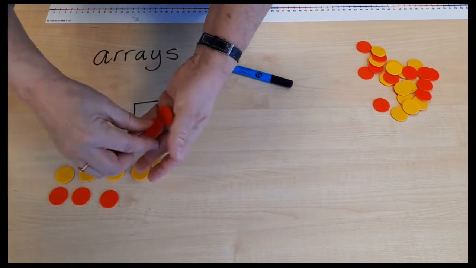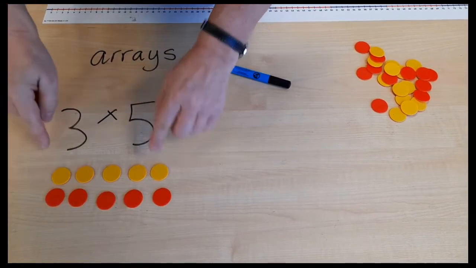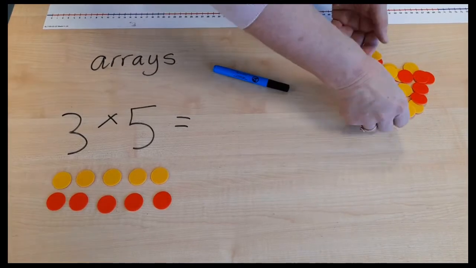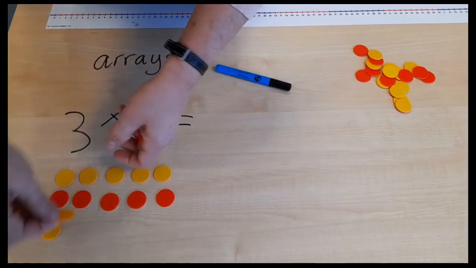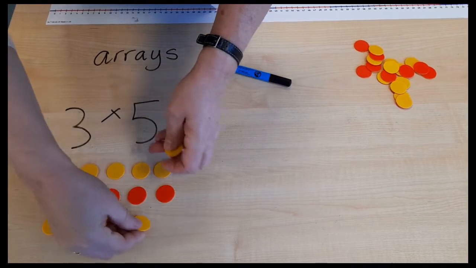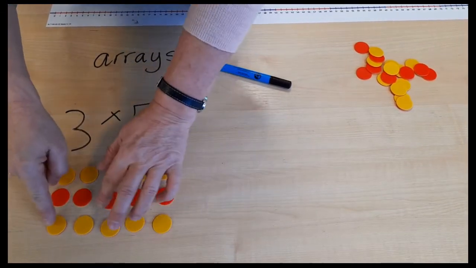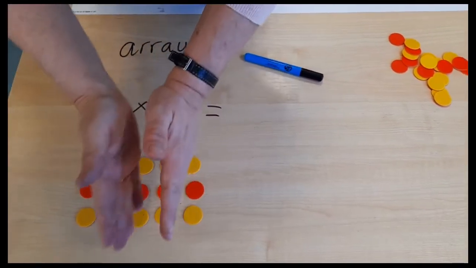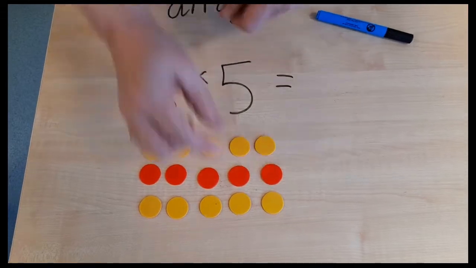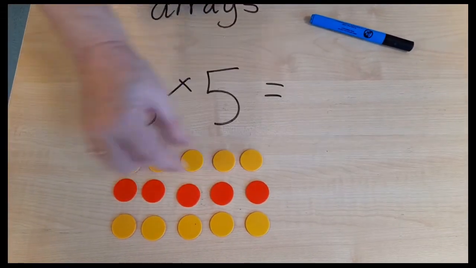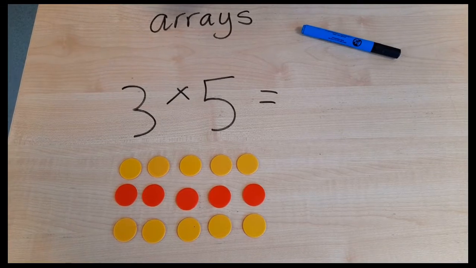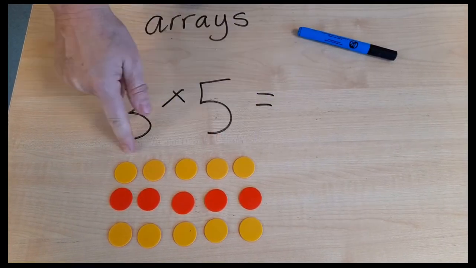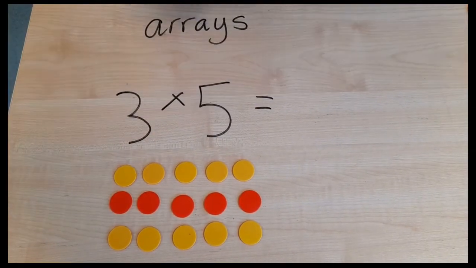It doesn't matter about the colours. And I've got 1, 2, I need another 1, 4, 5. And this is what we called an array. So now, as long as they're all lined up, similar in columns and rows, I have got 3 lots of 5. And then 5, 10, 15.